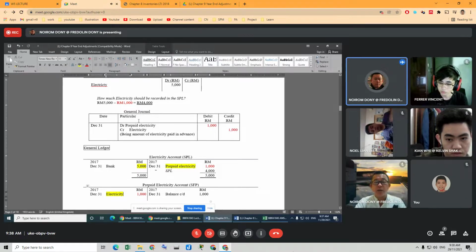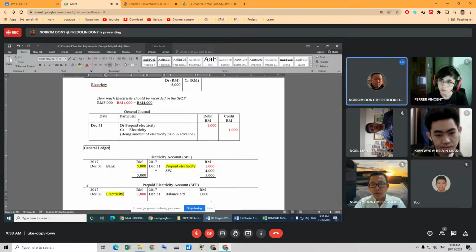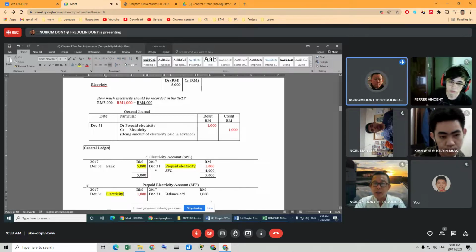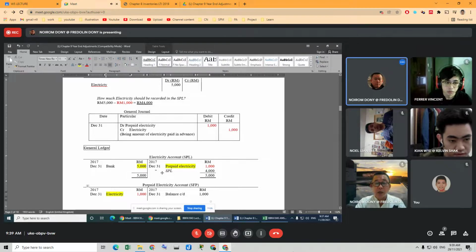Now, after completing the double entry, we have to close off and we have to balance off. Electricity is an expense, so we have to close off. Prepaid electricity is an asset, so we have to balance off. So how do we close off electricity? We make the opposite entry. First thing, we make a total line, single line, double line underneath. It must be in the same row. So we put the highest amount of 5,000, 5,000.